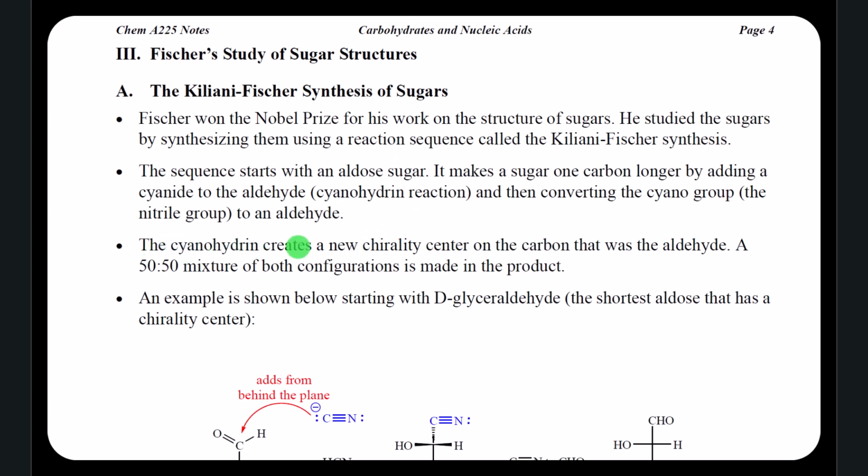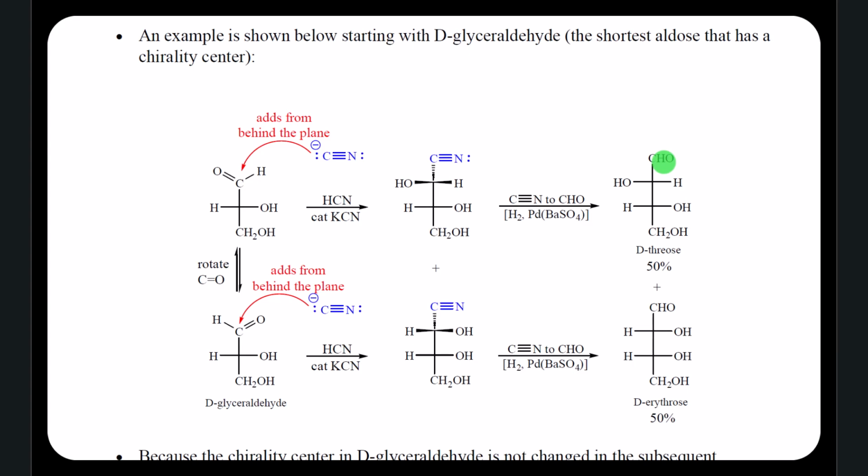When the cyanohydrin adds to the aldehyde, it creates a new chirality center on the carbon that was the aldehyde. Because the aldehyde is planar, a 50-50 mixture of both configurations is made in the product. This is easiest explained using a diagram. We're going to start with D-glyceraldehyde, just as Fischer did, and we're going to imagine adding a cyanide to that carbon.